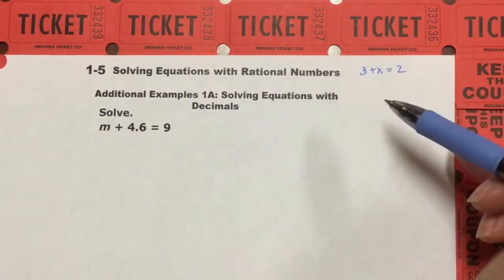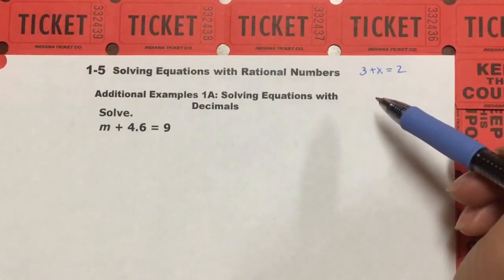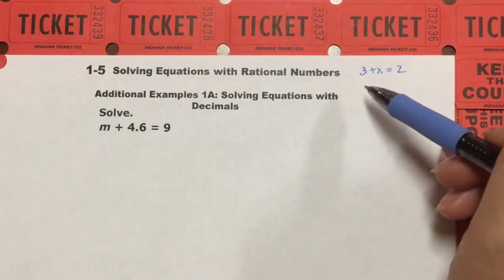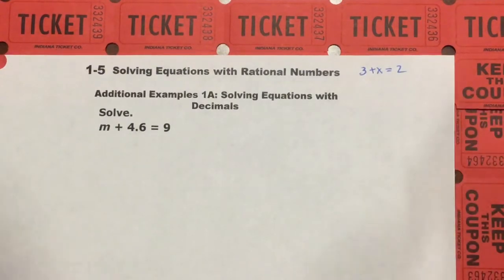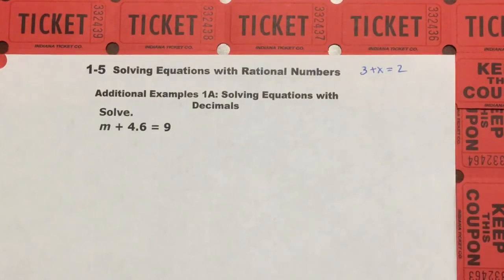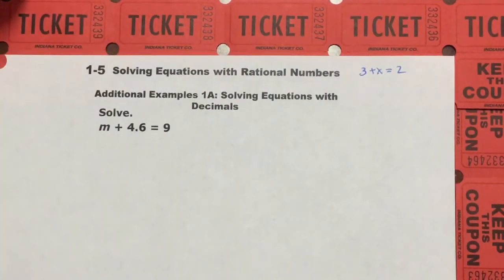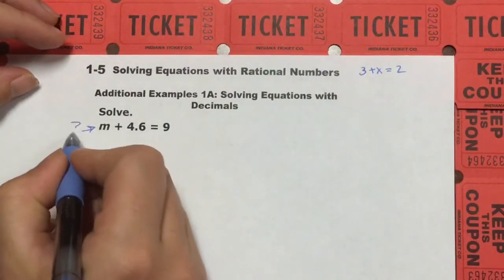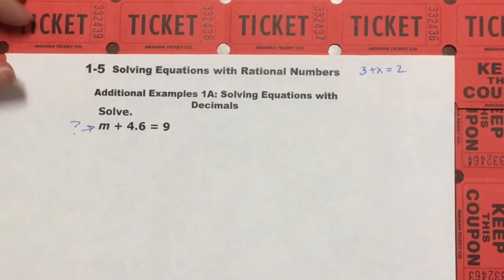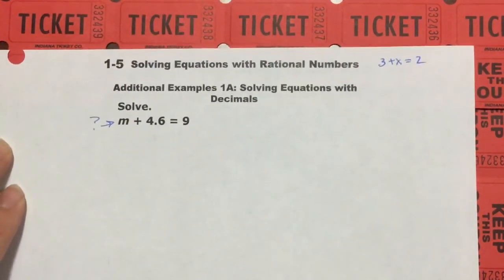And remember, rational numbers are fractions that when converted to decimals, the decimals either terminate, which means they stop, or they repeat. So that's what we're doing today. All right. Whenever we're solving equations, we're trying to figure out what the variable is. In this case, we've got m plus 4.6 equals 9. We are trying to figure out what m is. In order to do that, we are going to have to isolate m and get m by itself.